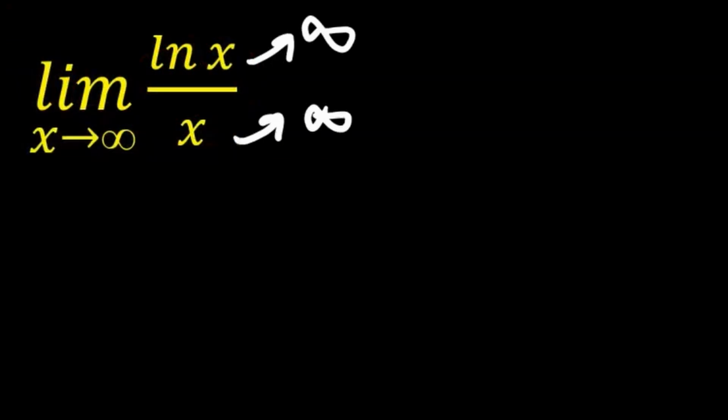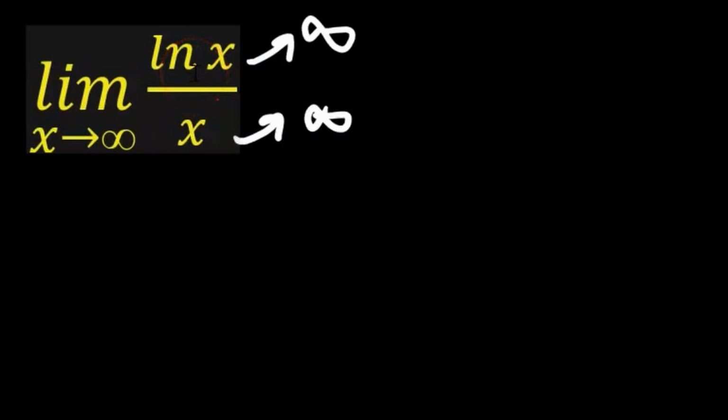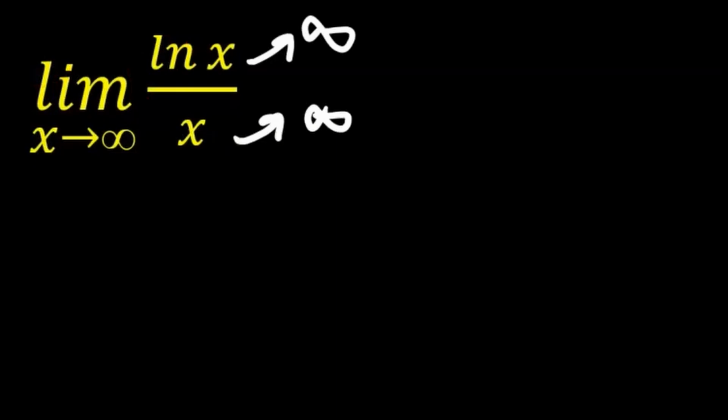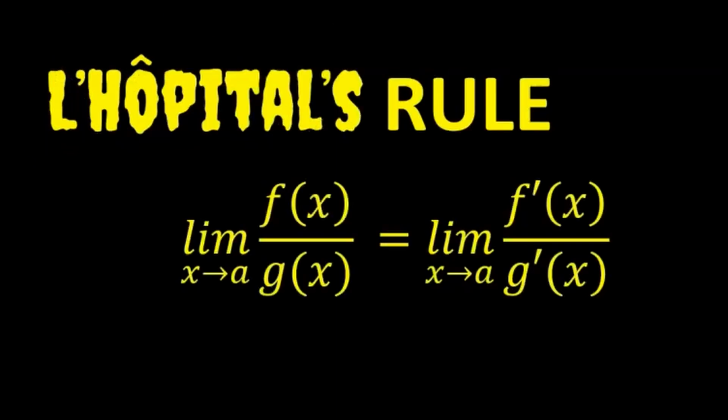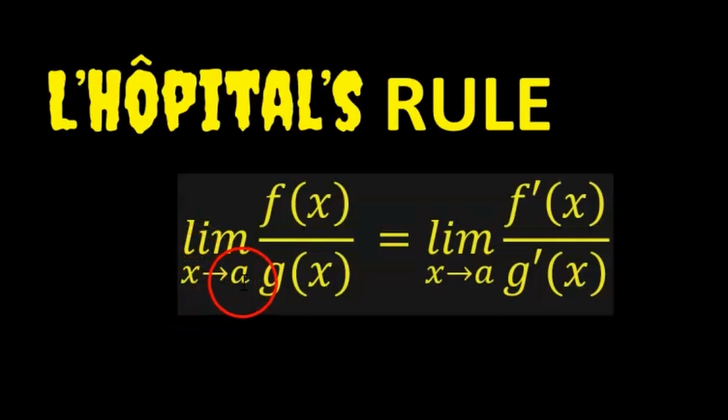So in order to know which one goes to infinity faster, we need to know which one has the greatest rate of change, and that is the derivative. And to do that, we use L'Hopital's rule. And the H is silent. Sometimes there's an S, that's silent as well. It's not Hopital's rule, it's L'Hopital's rule. So L'Hopital's rule says, just like before, the limit as x goes to a of some fraction here.